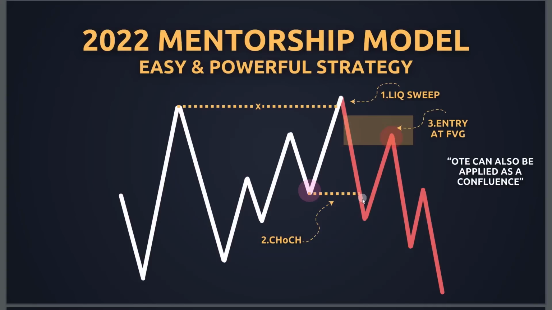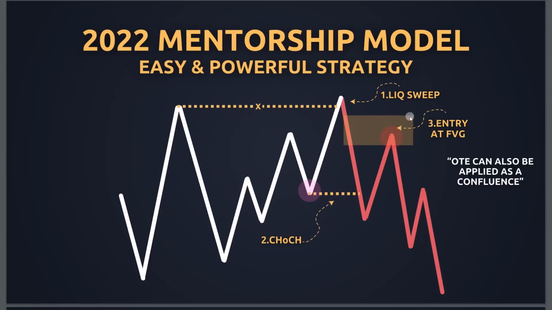Then we have a displacement and we have momentum to the downside, creating a change of character. It's taking the last low in the range before the liquidity sweep. So liquidity sweep, change of character. Now you can actually look at the leg that caused the change of character. See if there is a fair value gap here. Now you could use the order block too, but my preference for you is using the fair value gap because it's easier to spot. Sometimes the order block would not be valid. So look for fair value gaps.